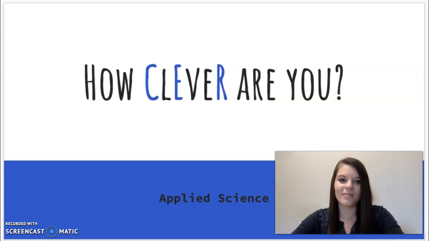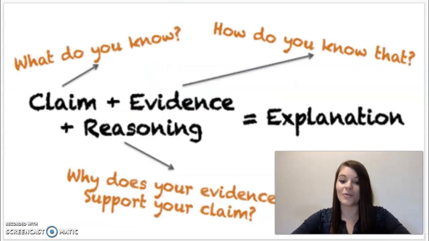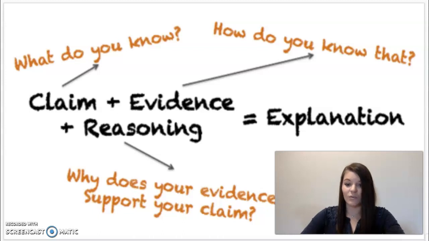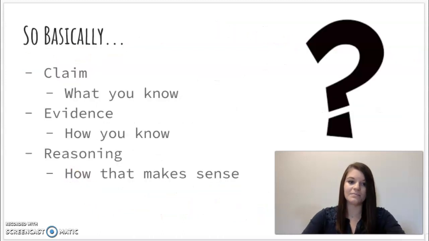So today we're going to talk about claim, evidence, and reasoning, or CER. So what does CER mean? CER is claim, evidence, and reasoning. A claim is what you know, evidence is how you support that, and reasoning is why your evidence supports the claim. So what's the whole point? This is how we explain things in science, okay? We need to use the facts, the evidence. This is how to win an argument in science, basically.